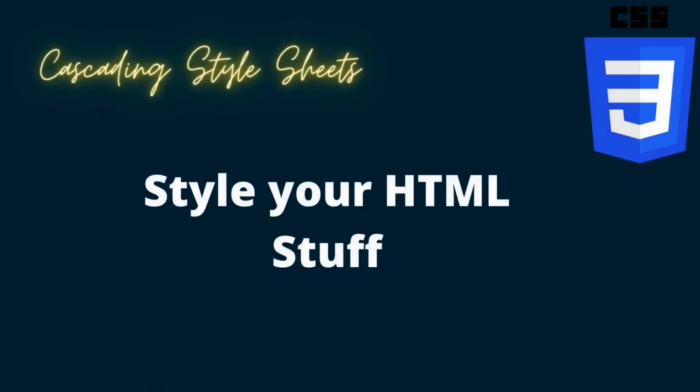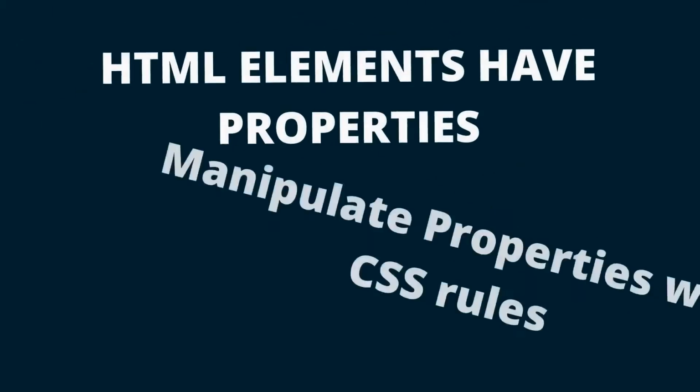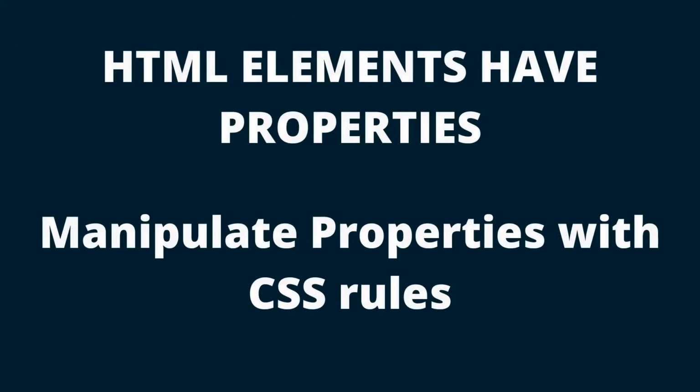Let's begin. CSS, or Cascading Style Sheets, is a framework that we use to add styles and designs to HTML. HTML elements have properties, and with CSS, you can define rules to manipulate said properties. Now, what do I mean by HTML elements have properties?